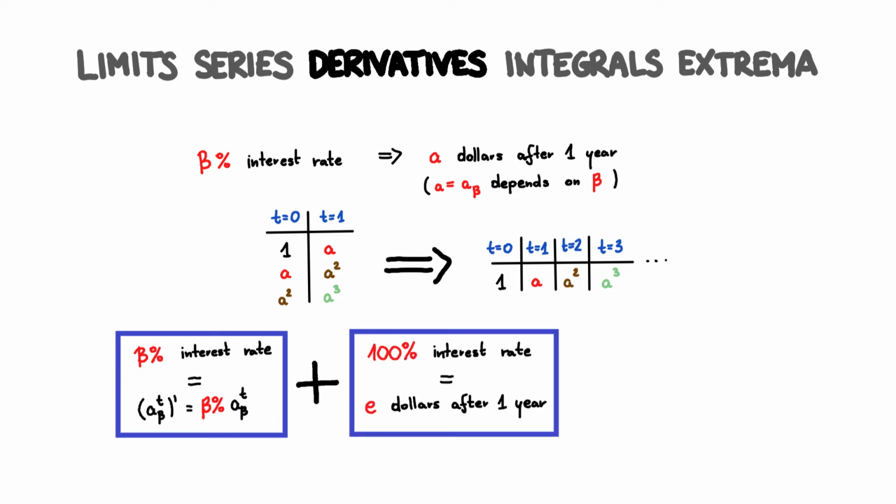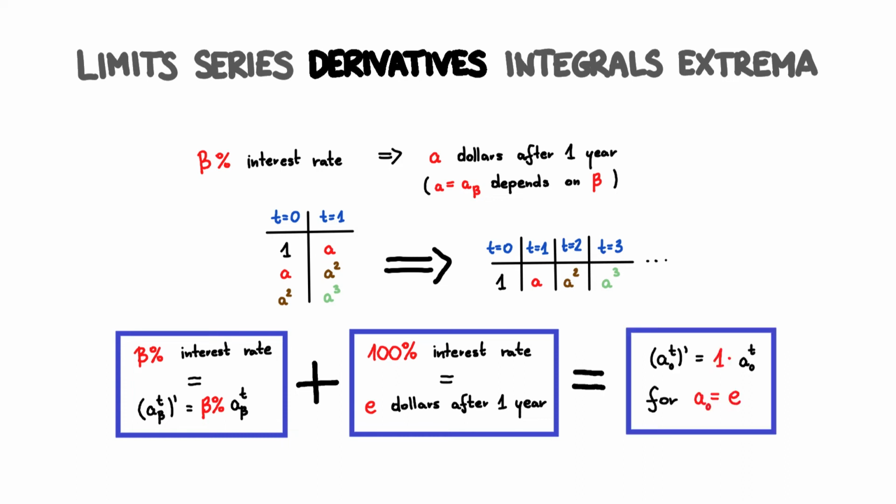But in this case, we know that after a year, we are going to have e money, so e is the constant we are looking for. In other words, it is equal to the constant A associated to beta 100.